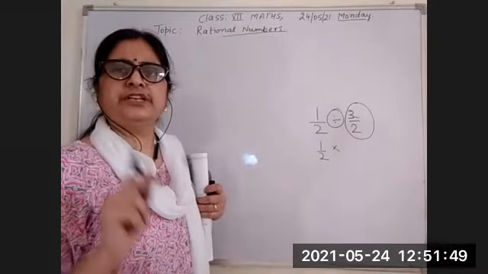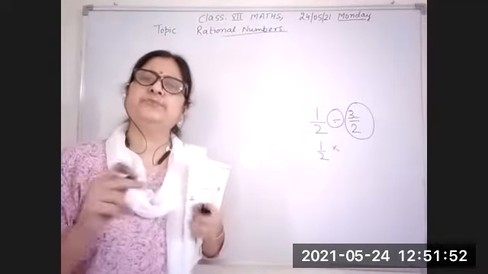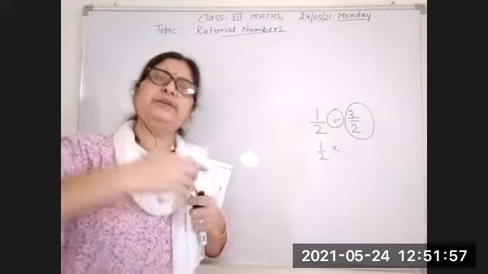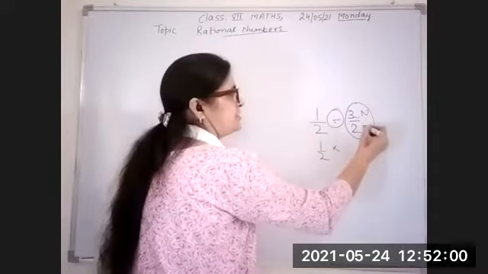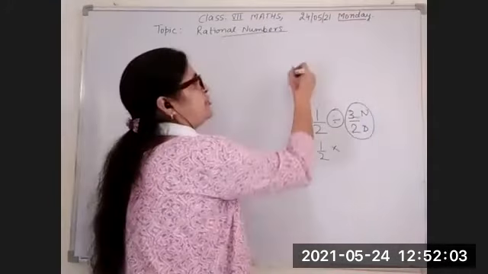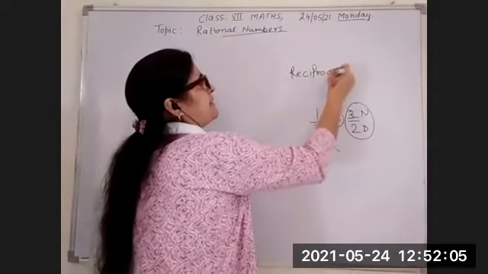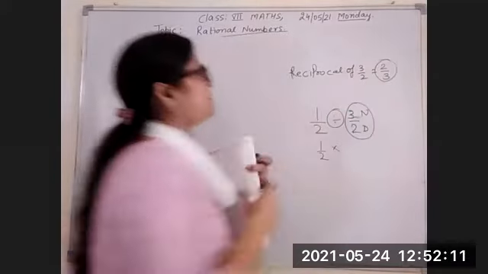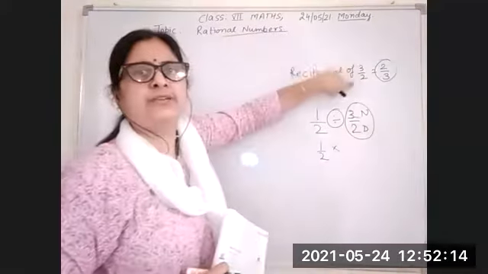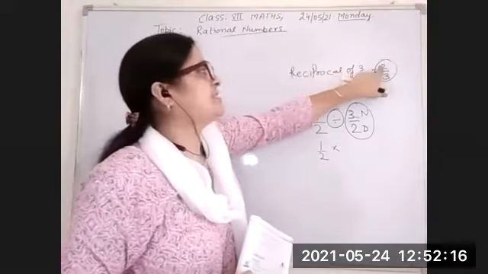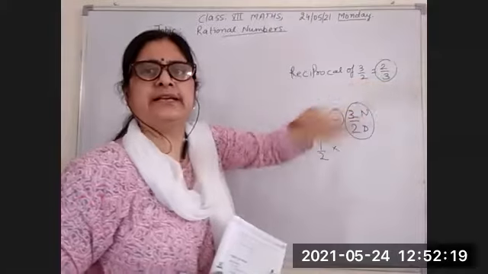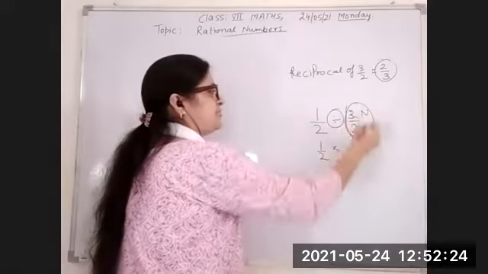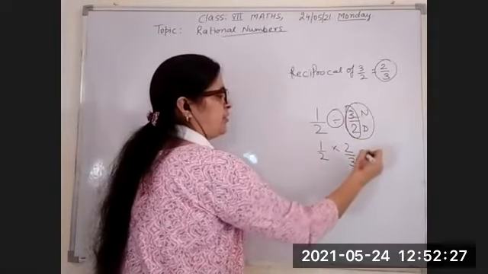The reciprocal of 3 upon 2. When you are taking the reciprocal, the numerator becomes the denominator and the denominator becomes the numerator. This is your numerator, this is your denominator. The reciprocal of 3 upon 2 is equal to 2 upon 3, because 3 is the numerator and 2 is the denominator. Now 2 is the numerator, 3 is the denominator. Reciprocal means reverse, upside down. So when you take the reciprocal of 3 upon 2, it becomes 2 upon 3.